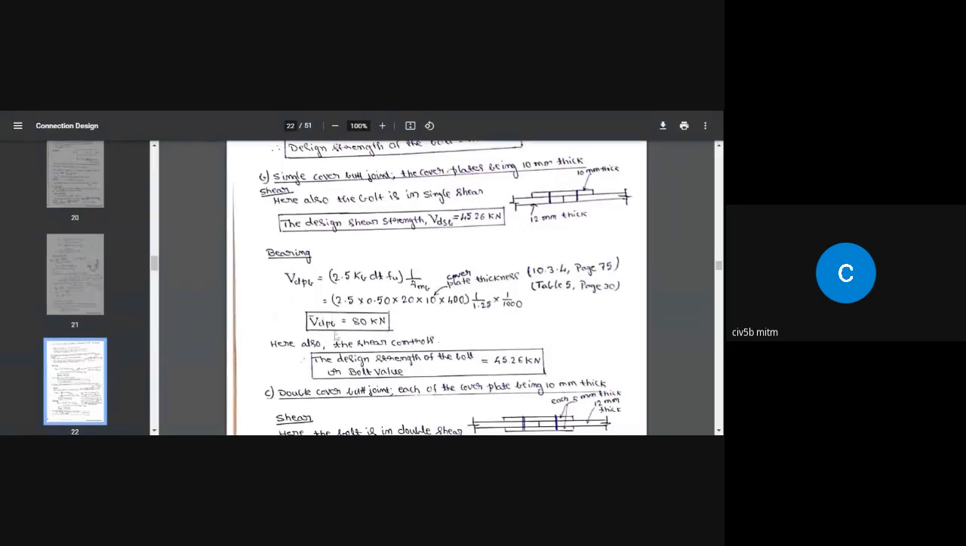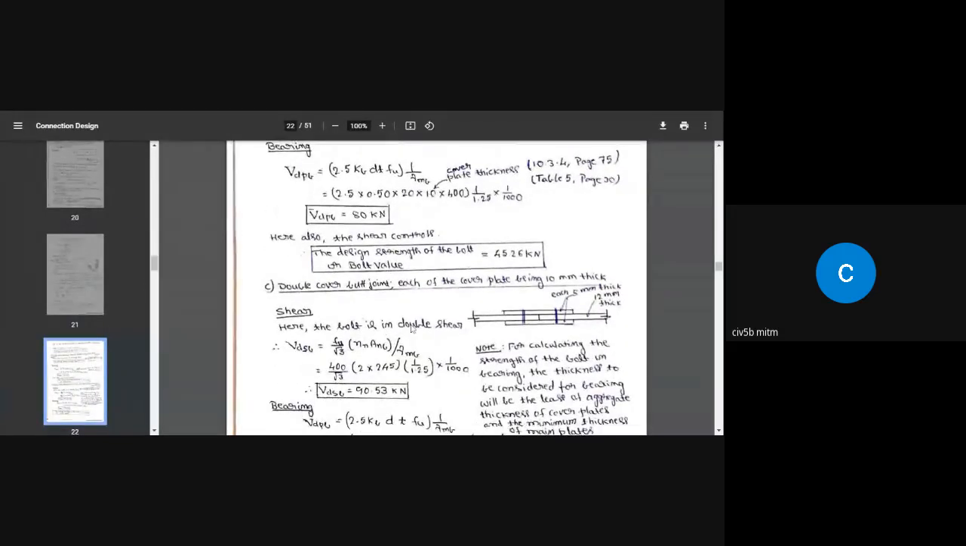Whatever value you find out here is always per bolt. So we have shear value 45.26, and we have bearing value 80 kilonewton. Out of these two values, take the lesser value, which is 45.26 kilonewton. That is the design strength of the bolt, or in other words, that is the bolt value. Is it clear to you?